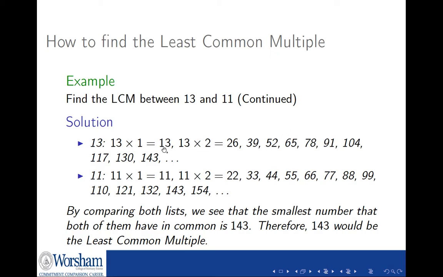So we have the times tables for 13 and the times tables for 11. If we compare both of those lists, we see that the first number that both have in common is going to be 143. So 143 is going to be our least common multiple between 13 and 11. All right.